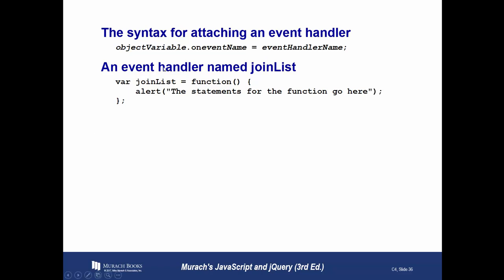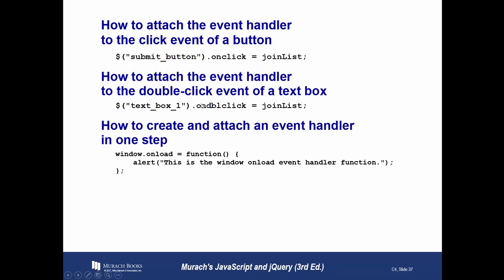All right, so here we've got an event handler named joinList. We will eventually handle joinList, and when we do, that alert will come up, and any other statements that we put in here will run. So what we want to do is we've got a button whose ID is submit button. When we click that button, we want to call the joinList routine. So what this is doing is attaching the joinList function, associating it with the submit button's onclick event.